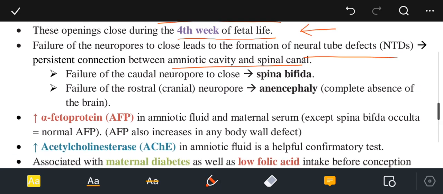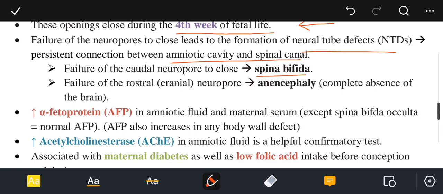Failure of the caudal neuropore to close will lead to spina bifida. Spina bifida in most situations is viable. It is compatible with life, and the fetus is viable. While the failure of the rostral or cranial neuropore to close will lead to anencephaly, and there will be a complete absence of the brain, and such fetuses are not viable. They are either aborted spontaneously, or they may be delivered but they will be stillborn.